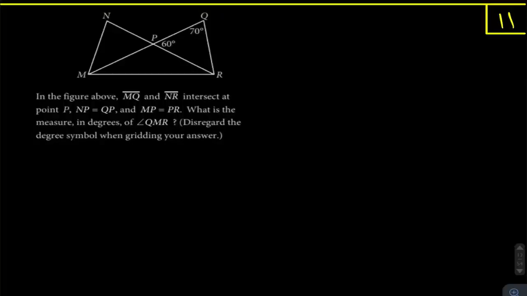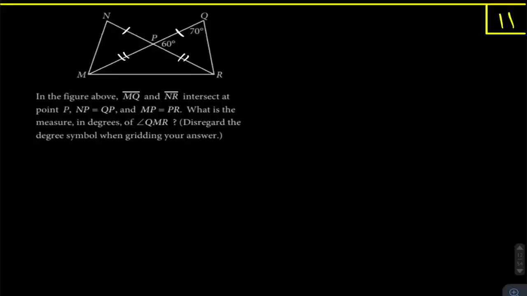And in this one, it says, in the figure above, segment MQ and NR intersect at point P. Okay, cool, we got that. NP equals QP and MP equals PR. So we can mark that off right now. MP, that's this segment right here, is going to equal QP. And MP equals PR. We can mark those off as well.